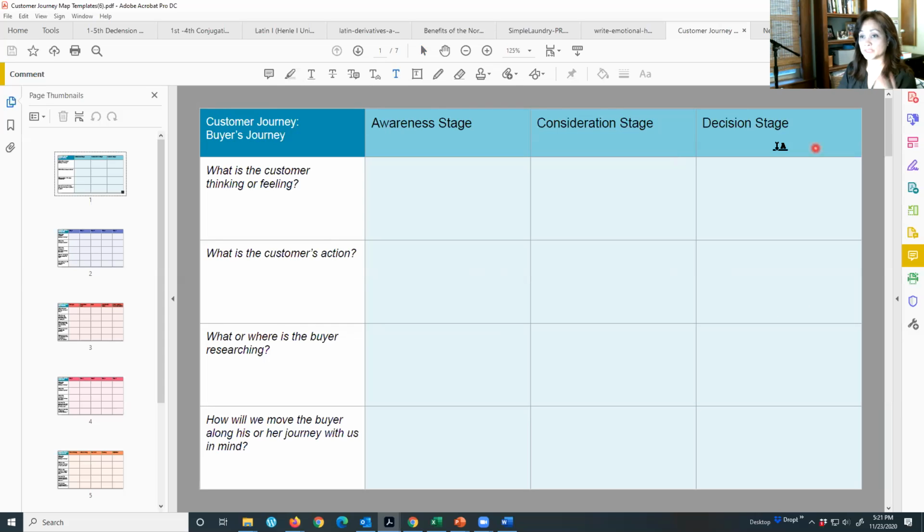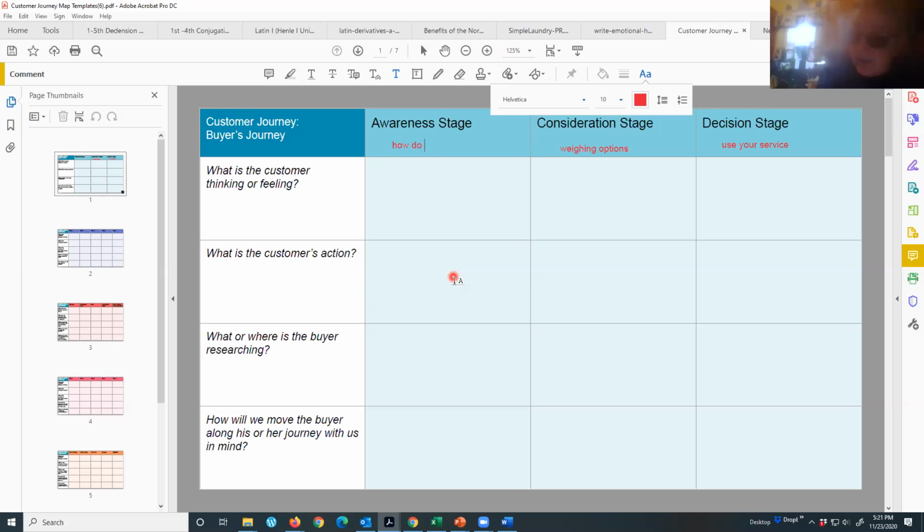Yeah. So decision stage is whether they're going to use your service. Consideration is when they're weighing their options. And then awareness stage is how do they even find you? And that would be your email and all that other stuff. Yes. So, how do they find you?